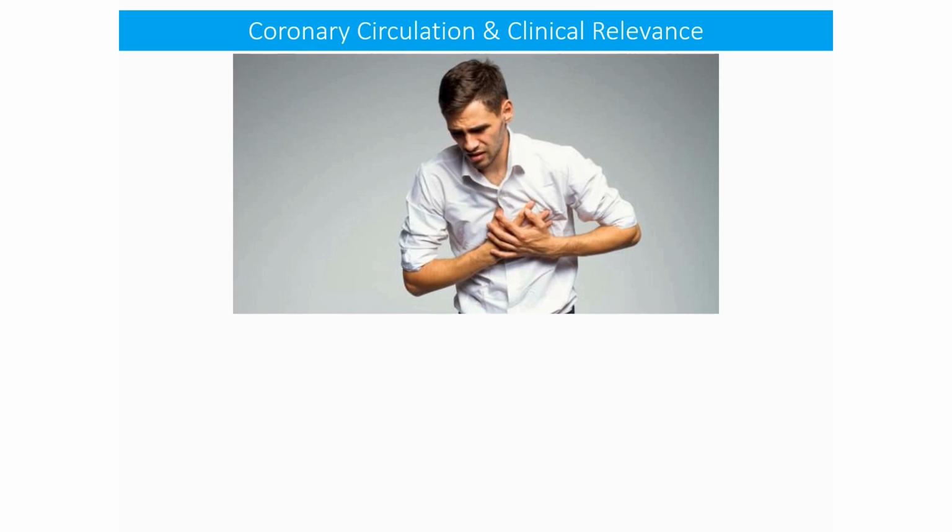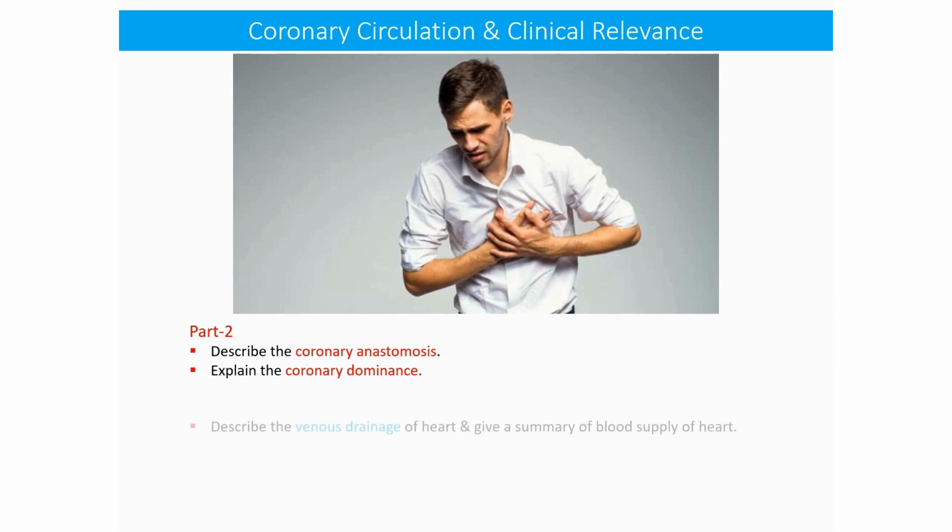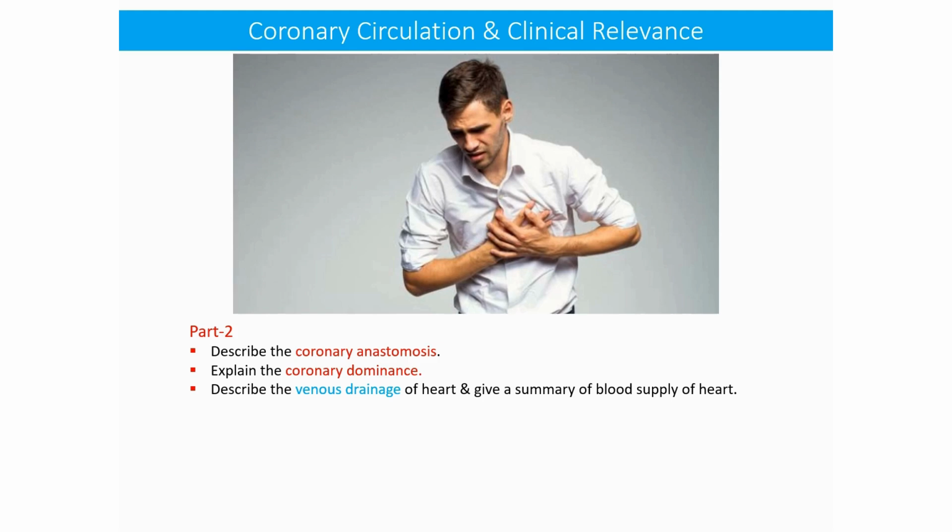Today we are going to start the coronary circulation and its clinical relevance part 2. So at the end of this session, the participants are expected to be able to describe the coronary anastomosis, explain the coronary dominance, describe the venous drainage of heart, and give a summary of blood supply of heart.